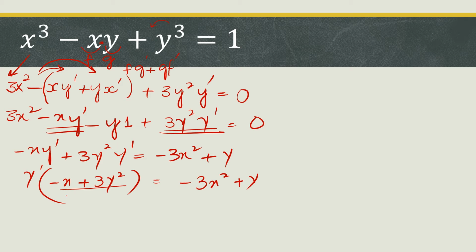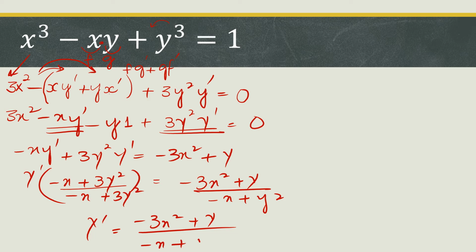Now divide both sides by minus x plus 3y square to find the value of dy by dx or y prime. So this is your answer, that y prime equals minus 3x square plus y divided by minus x plus y square.